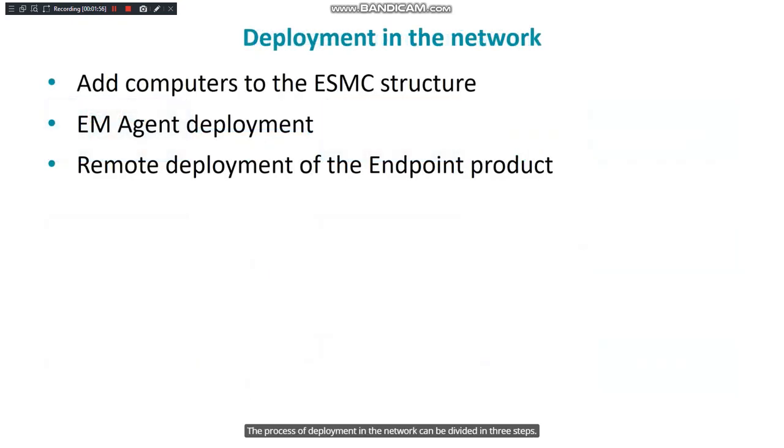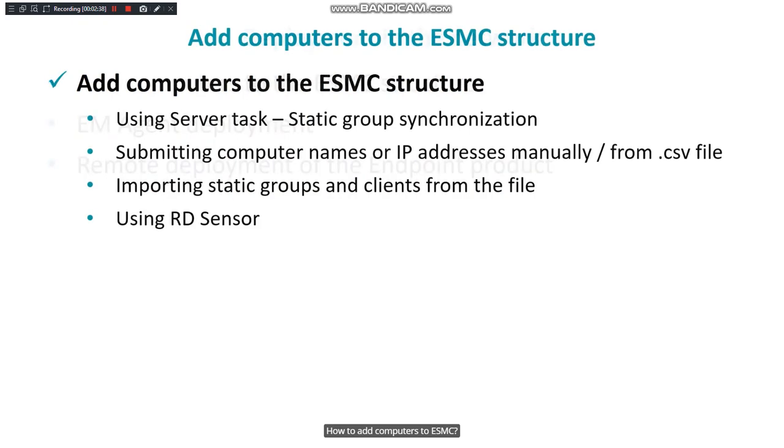The process of deployment in the network can be divided in 3 steps. The first step is adding computers to the ESMC structure. This is not mandatory, it is required only for remote agent deployment from ESMC Web Console. The second step is to deploy EM agents to client computers. EM Agent is necessary for communication between ESMC server and client computers. The third step is the installation of endpoint software, just to have the client computers not only managed but also protected.